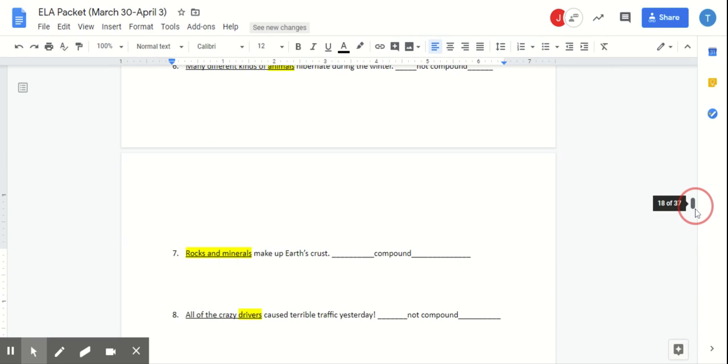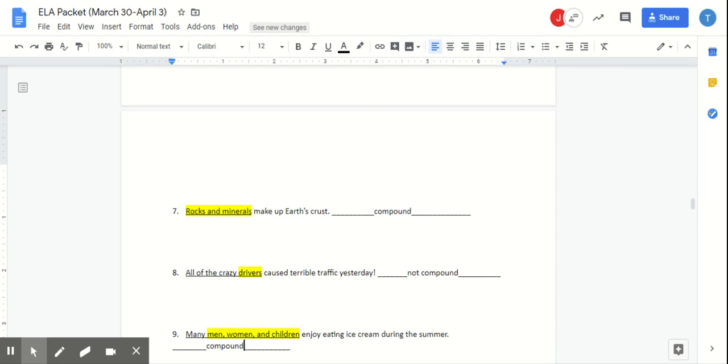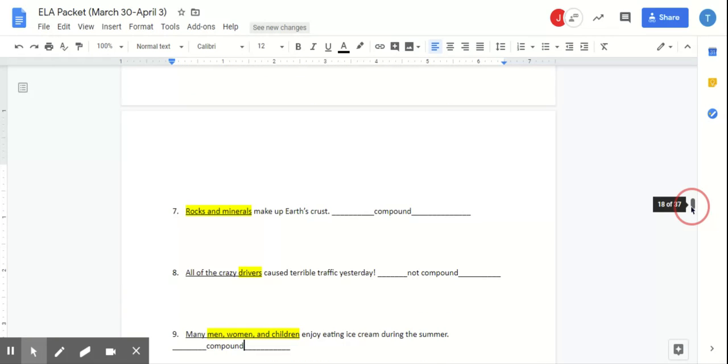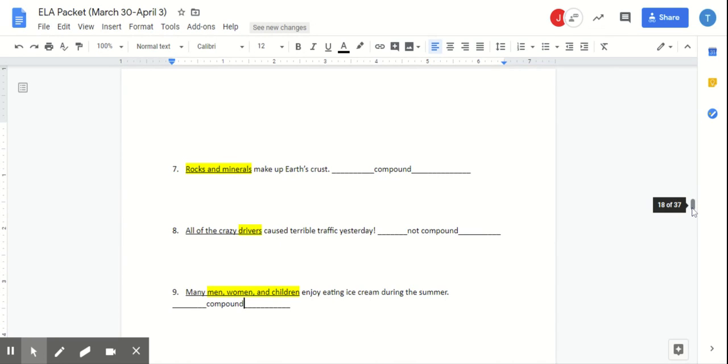Scrolling down. Number 7, rocks and minerals make up Earth's crust. I, of course, underline rocks and minerals, and I left that highlighted as well. And this is the compound subject that I have. If you guys aren't noticing a trend right now, compound subjects usually have "and" in between, like a series of events, like a list of what's going on that needs to be listed. So keep that in your mind as you are going through these and working on these, especially when we get to the exit ticket.